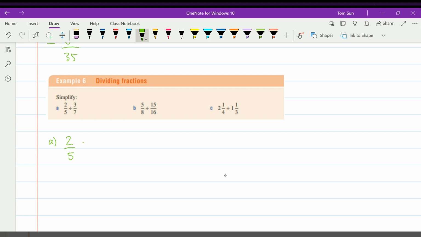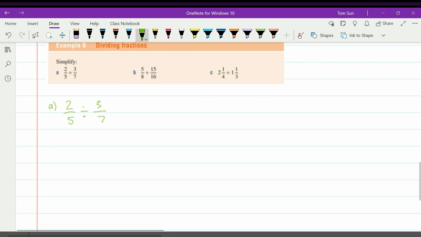2/5 divided by 3/7. Now you may not have remembered what we did before, but I'll tell you. What you can do is convert this into a multiplication question. We're just going to multiply by the reciprocal of 3/7, which is the reverse. Then this is just 2 times 7 at the top, 5 times 3 at the bottom, 14/15. There's your answer.